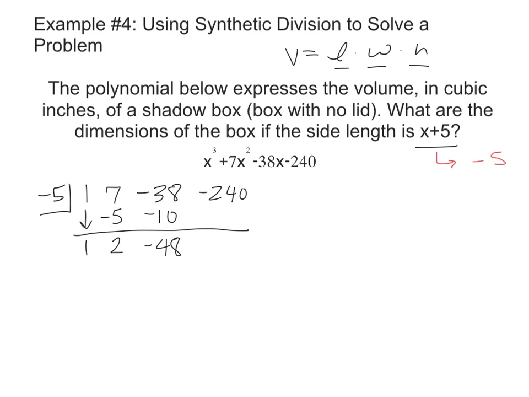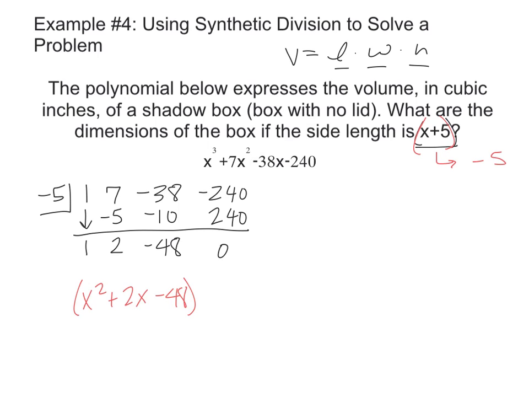Negative 48 times 5 is 240, and if you add that, you get 0. So the expression that is left over, aside from having x plus 5, is going to be 1x squared plus 2x minus 48. All right, now based on that, we still need to break that down.